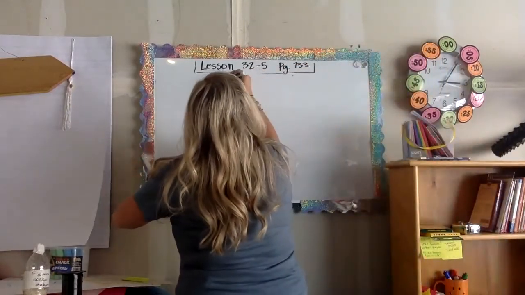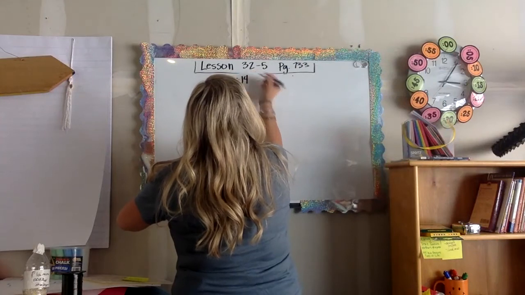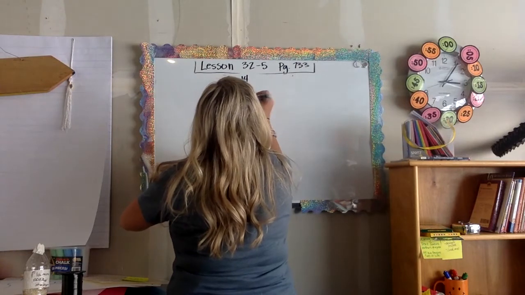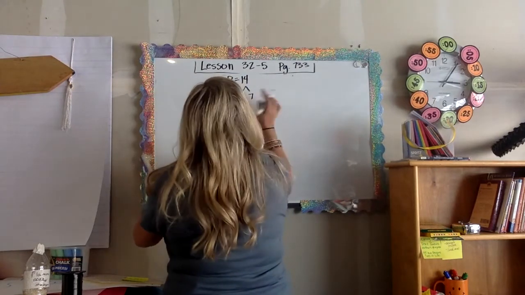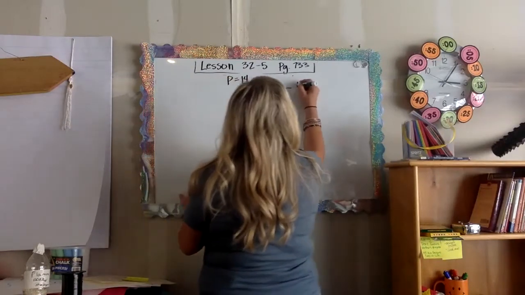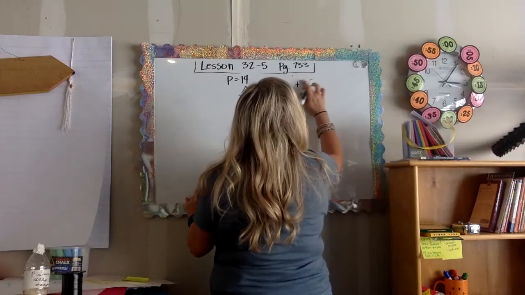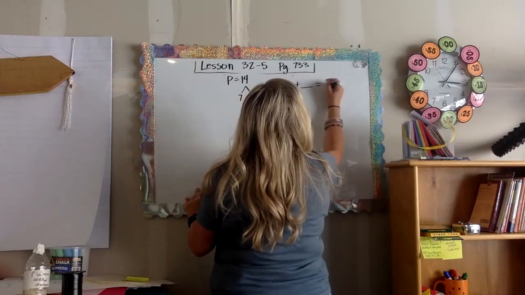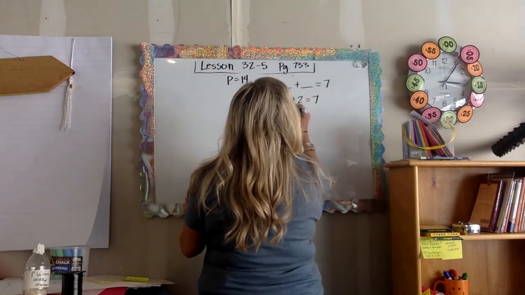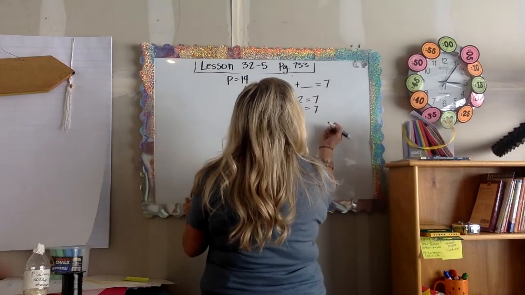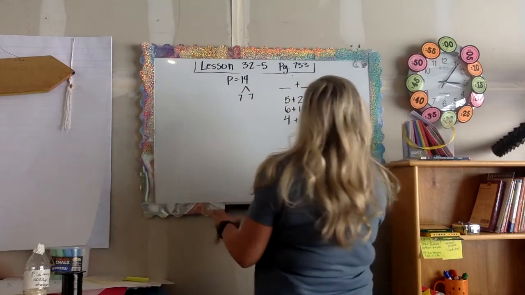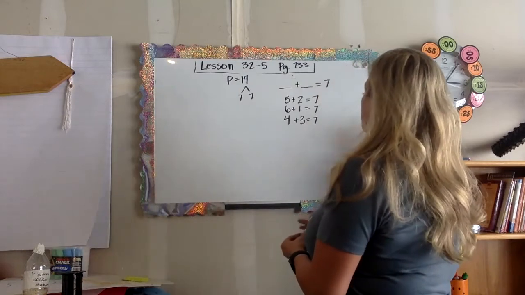If you have a perimeter of 14, that means the sides, if you break it down into half, have to equal 7. So if I'm adding up two numbers that have to equal 7, I know I can do 5 plus 2 equals 7, 6 plus 1 equals 7, and 4 plus 3 equals 7. Those are all going to have the same perimeters.